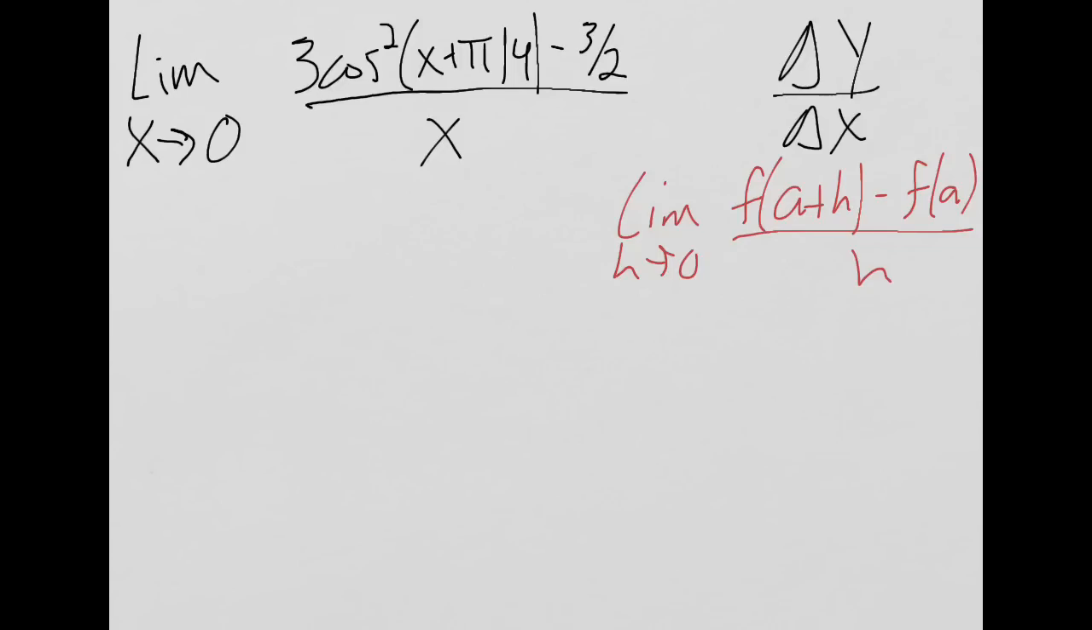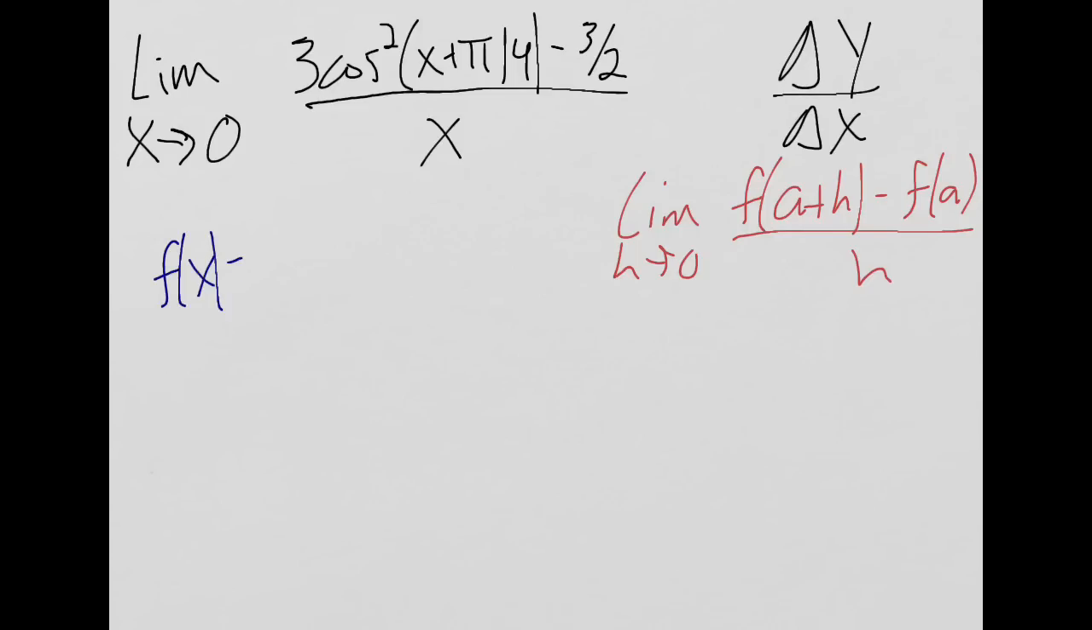So the delta x is that h. Variables overlap all the time, but the h and the x, like this has been replaced with an x, and then this guy is this guy. My a value is this thing, and if you were to plug in 3 cosine squared of pi over 4, you would get this, minus 3 over 2. So I need to identify parts of this.